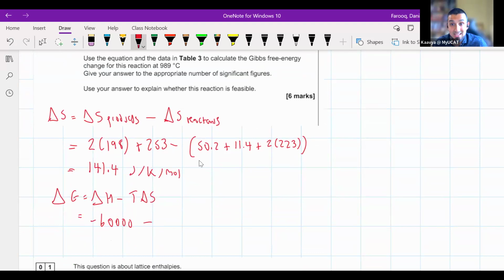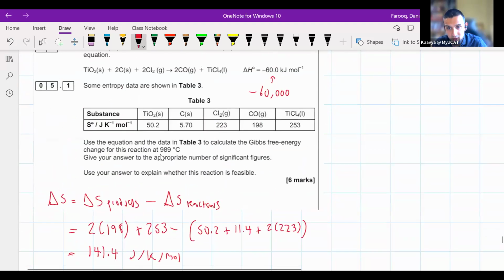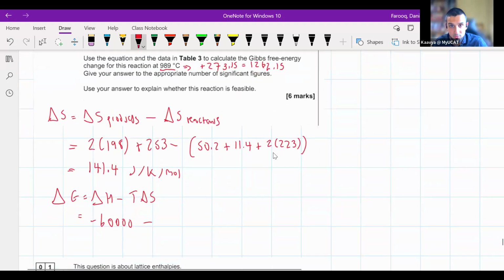Then minus T, and T has to be in Kelvin. To get Kelvin, you add 273.15. So 989 plus 273.15 would be 1262.15. I can't remember if you need the .15 for your syllabus, but you can double check that for your A-level exam board. It's only going to make a small difference. So it'll be minus that 1262.15 times by the delta S, which is 141.4.